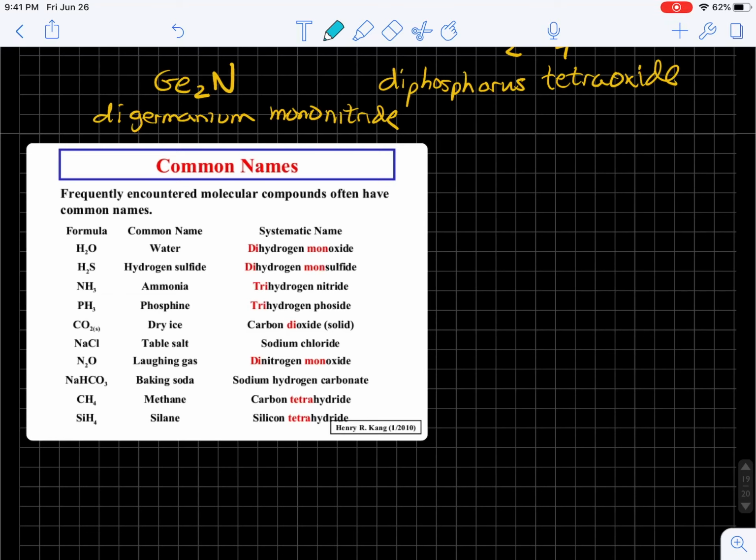And then the last thing, common names. Some things have their own special names, and we can continue to use them. Like H2O, nobody calls this dihydrogen monoxide. Nobody calls it hydrogen 1 oxide. Nobody calls it hydroxyodic acid. Everybody calls it water. And NH3, nobody calls it nitrogen 3 hydride. It's called ammonia. Carbon dioxide solid is called dry ice. NaCl is called table salt. But these are the big 2 here, ammonia and water, as far as the common names go.